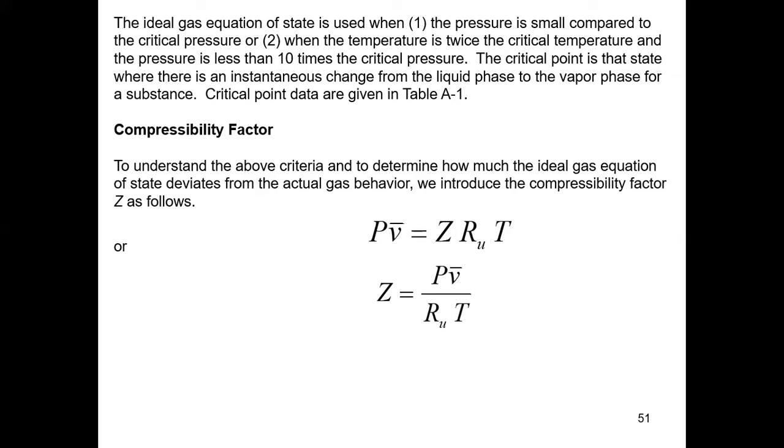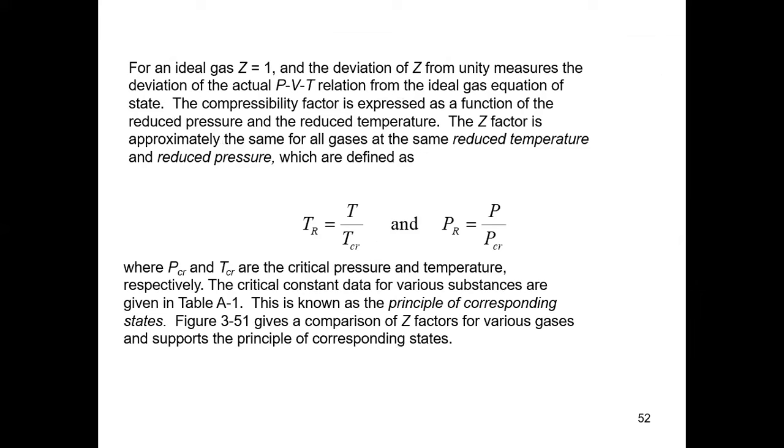Compressibility factor is given by this equation. P v bar is equal to Z times Ru times T. Z is the compressibility factor. It is P times molar specific volume divided by Ru times T, the universal gas constant times temperature. For an ideal gas, Z is equal to 1, and the deviation of Z from unity measures the deviation of the actual PvT relation from the ideal gas equation of state.